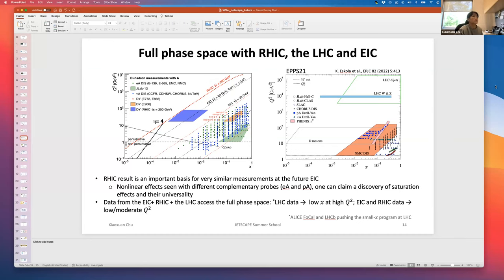So the reason is, as I mentioned here, even though we can perform the measurement in pA collisions, it is necessary that, if we want to claim any discovery of gluon saturation, we observe the signature in both eA and pA collisions. And for the EIC, as I mentioned here, the x and Q squared phase space is a little bit similar to RHIC. However, we have much, much higher luminosity in the EIC compared to RHIC. So even though the phase space is similar, the statistics are going to be very different. So the EIC can really help us to perform a more quantitative measurement with respect to gluon saturation.